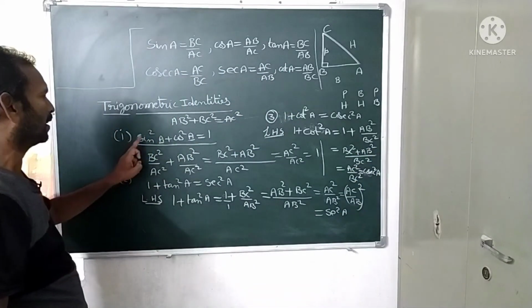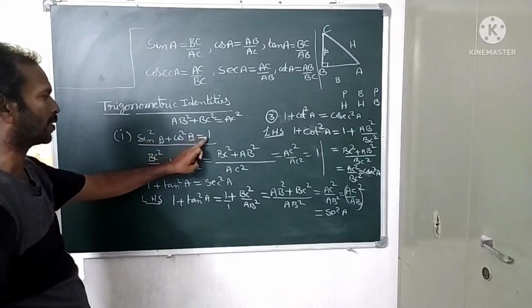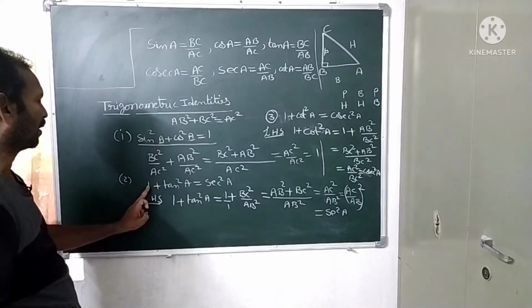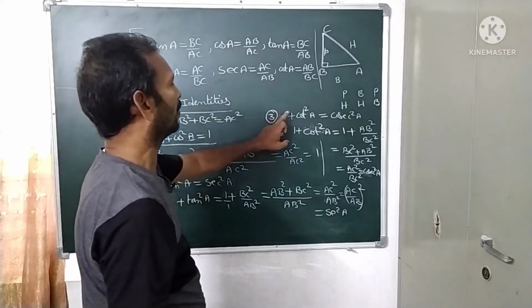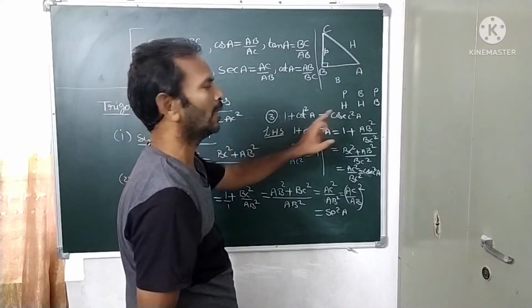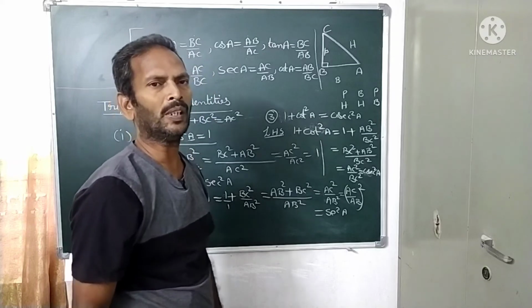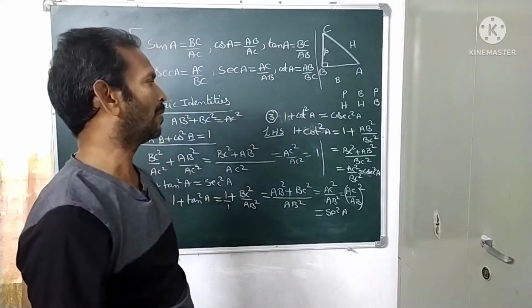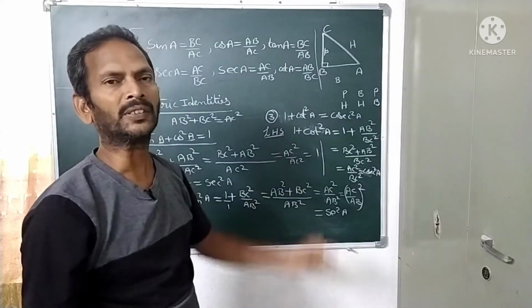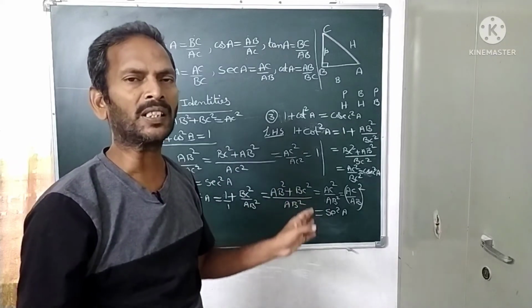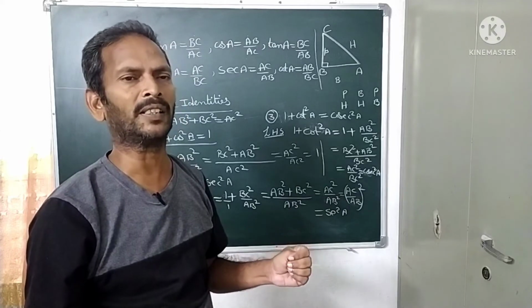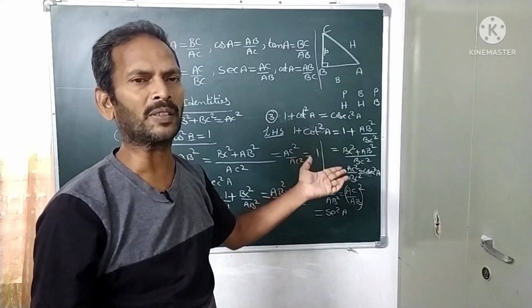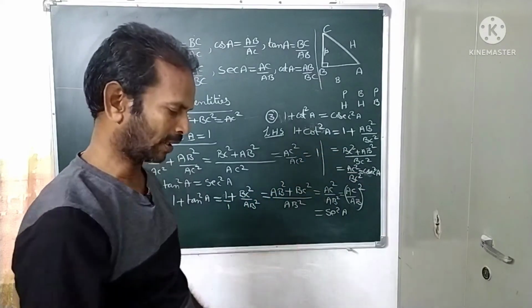So children, understand here. First identity, sin square A plus cos square A is equal to 1. Second identity, 1 plus tan square A is equal to secant square A. Third identity, 1 plus cot square A is equal to cosecant square A. The next exercise problems depend on these three identities only. These three are the main identities. From these three, some more sub identities are there. If you understand this, that is easy for you.